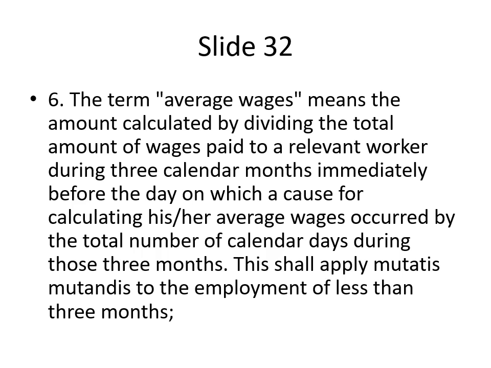6. The term average wages means the amount calculated by dividing the total amount of wages paid to a relevant worker during 3 calendar months immediately before the day on which a cause for calculating his/her average wages occurred by the total number of calendar days during those 3 months. This shall apply mutatis mutandis to the employment of less than 3 months.